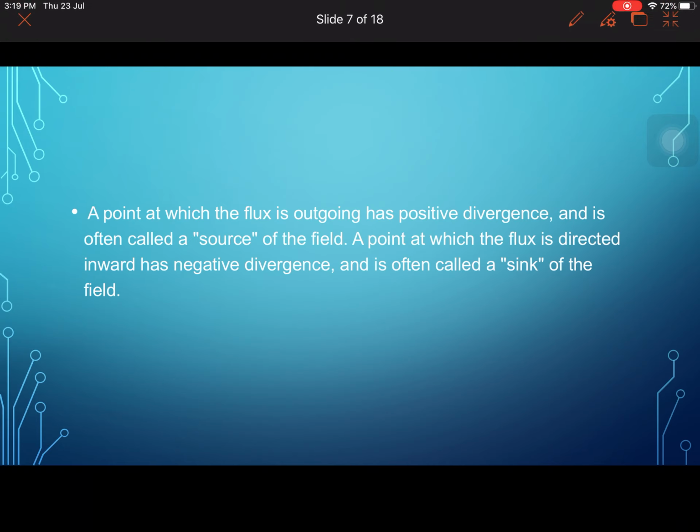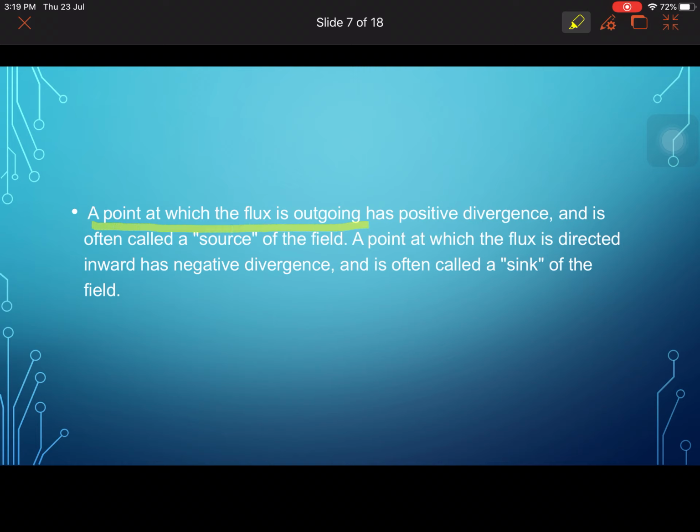So a point at which the flux is outgoing has a positive divergence. What is the meaning of the positive divergence? The flux is outgoing at that particular point. So that point we call the source of the field.